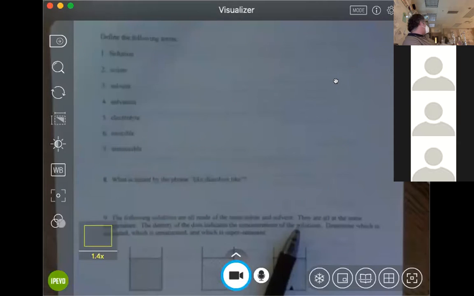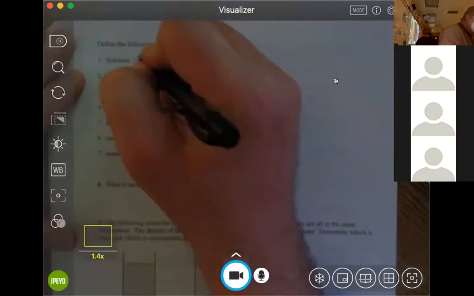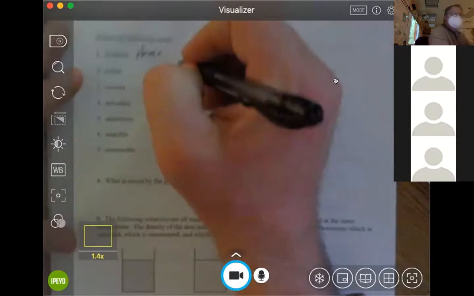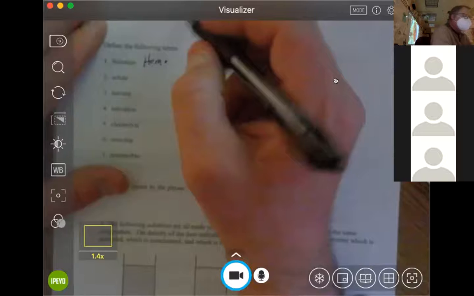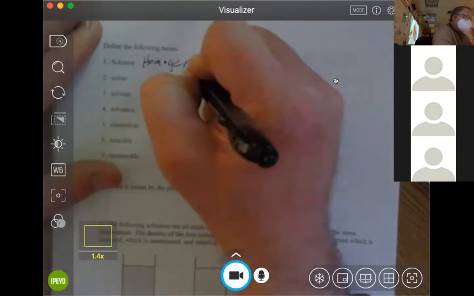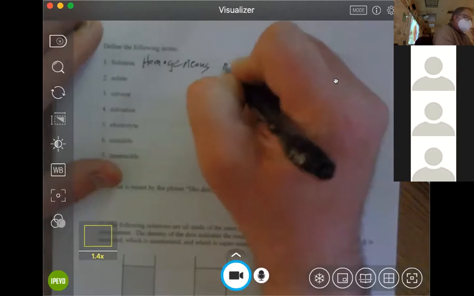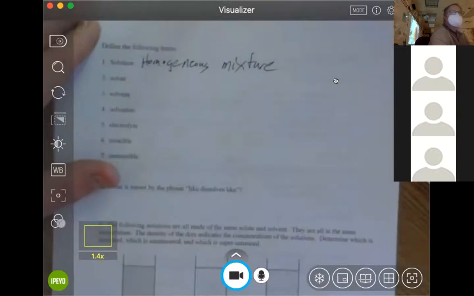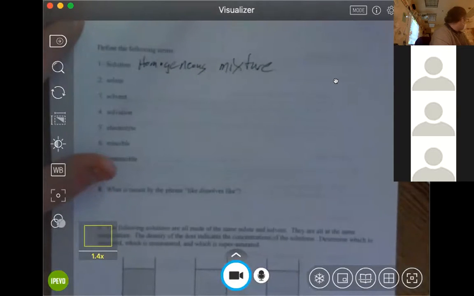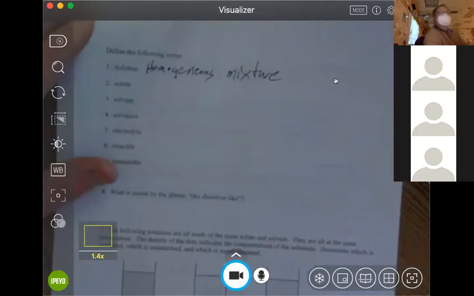WD-40 would be a solution, right? A solution to your problems and a solution in chemistry. What about others? A solution is, chemically speaking, we discussed this last semester, so if you're in my class, you should feel a little shame right now. It's a homogeneous mixture. What does that mean? If you look at it, it looks the same throughout, right? A solution is a homogeneous mixture.